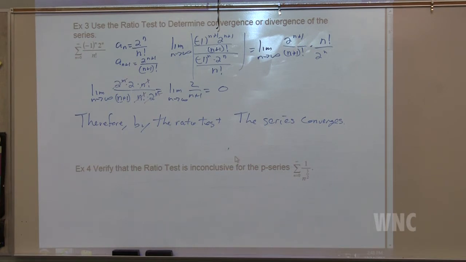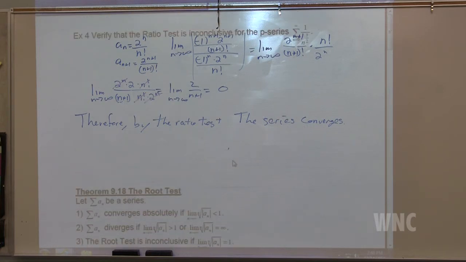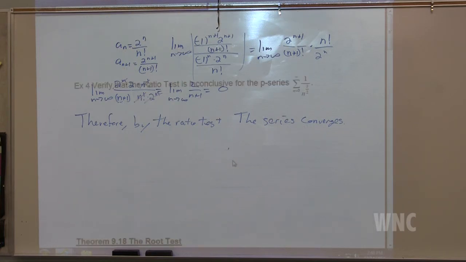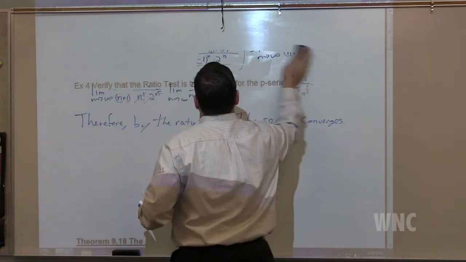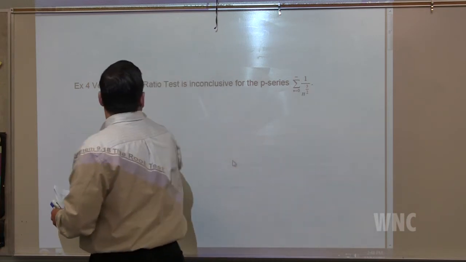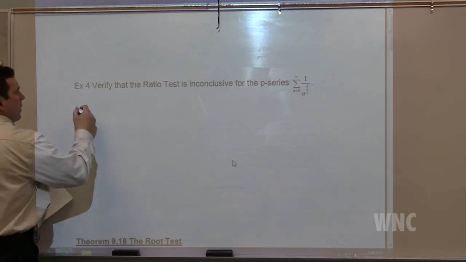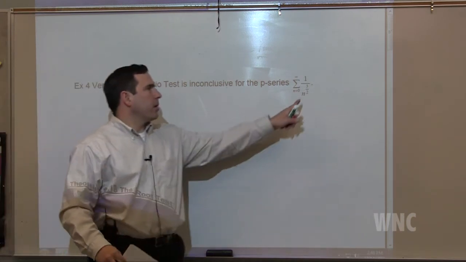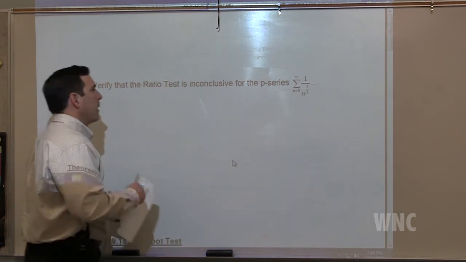Okay, so feel free to pause that. I got to scroll up. Let's do it like this, and I'll scroll up again for those root tests, or the root test. Okay, so it's verified the ratio test is inconclusive for the p-series. We know this p-series will converge because the power is bigger than 1 here, right?